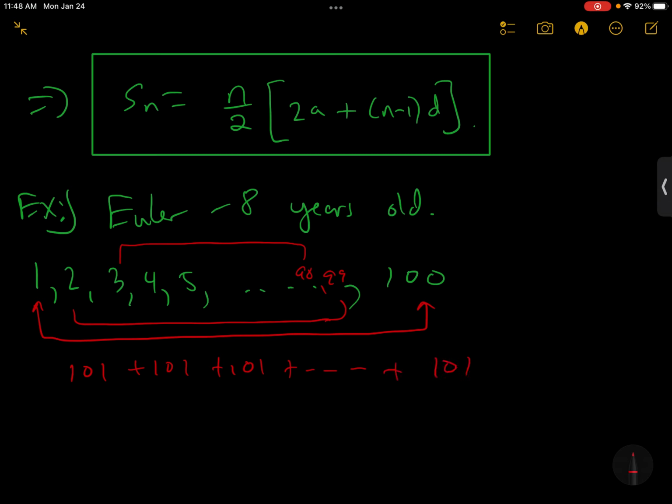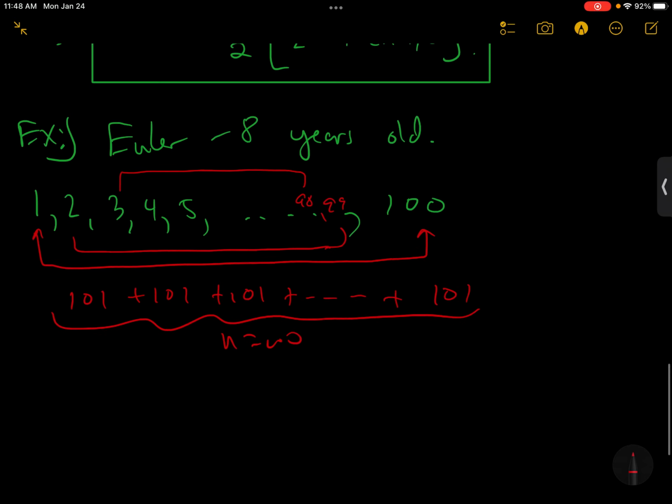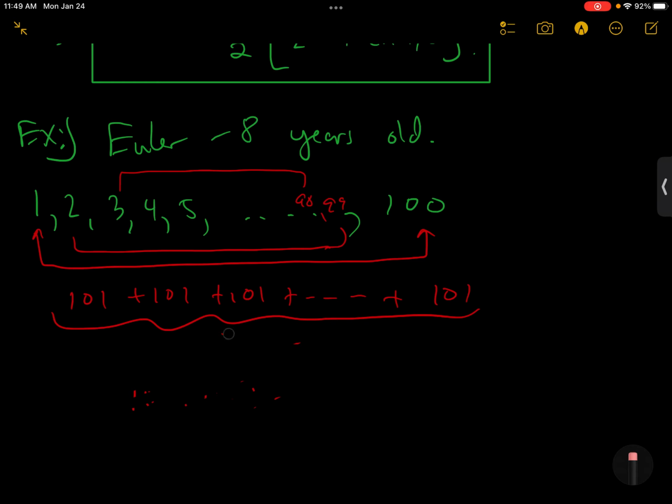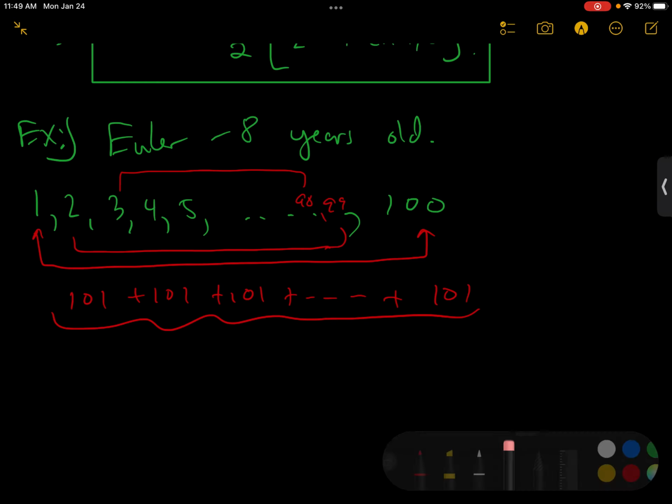Okay, and how many of them are there? Well, there's n. In this case, n is 100. Right? So the answer would be 100 times 101. Okay, so not 100. I got off track here. There's 50. Half of 100, the n over 2.